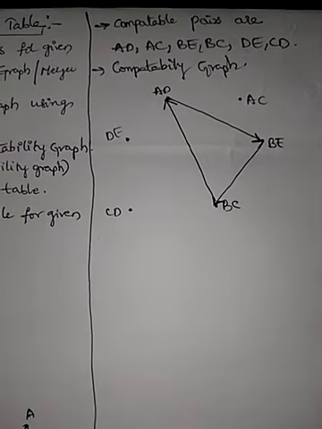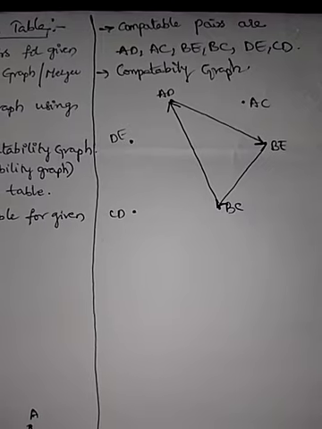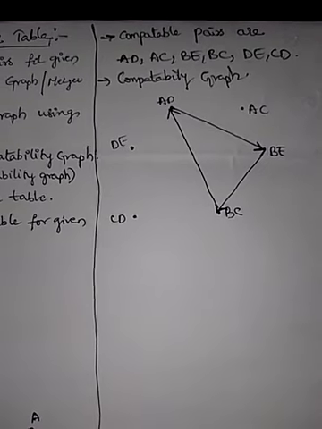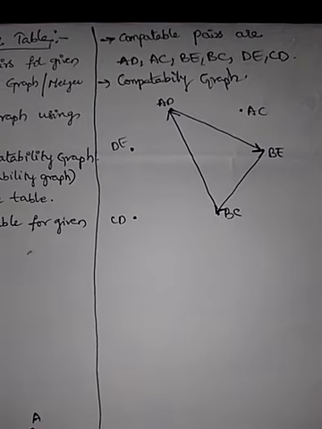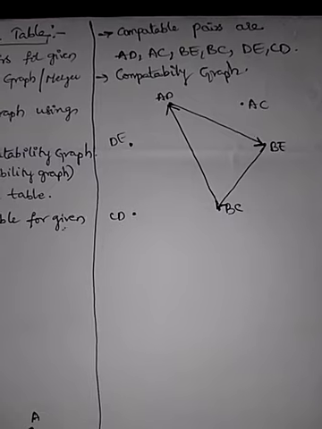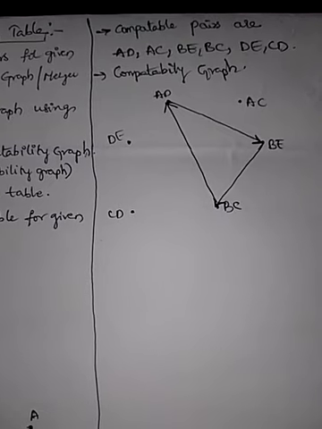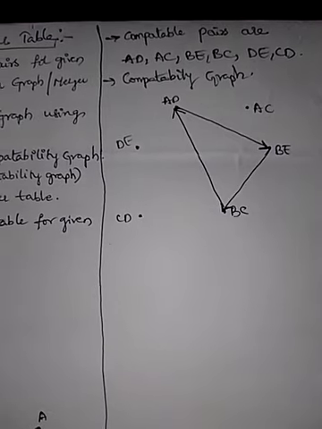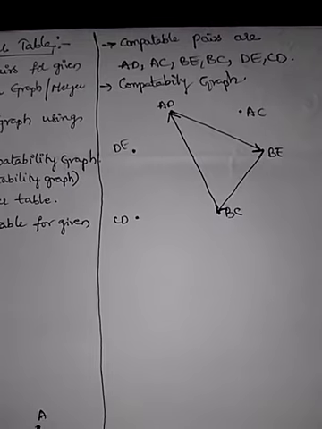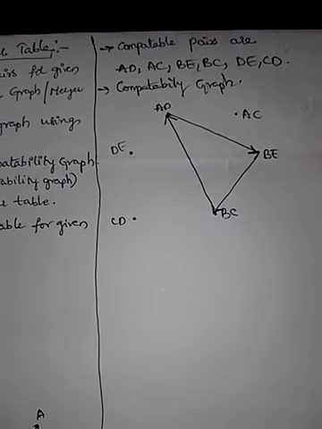Now we are at AD, right? That means again we have come to the same point. We started with AD, we came to BE, and again we started with BE, we came to BC. Next BC, it is AD. So it is nothing but a closed path. Okay, so leave it now.